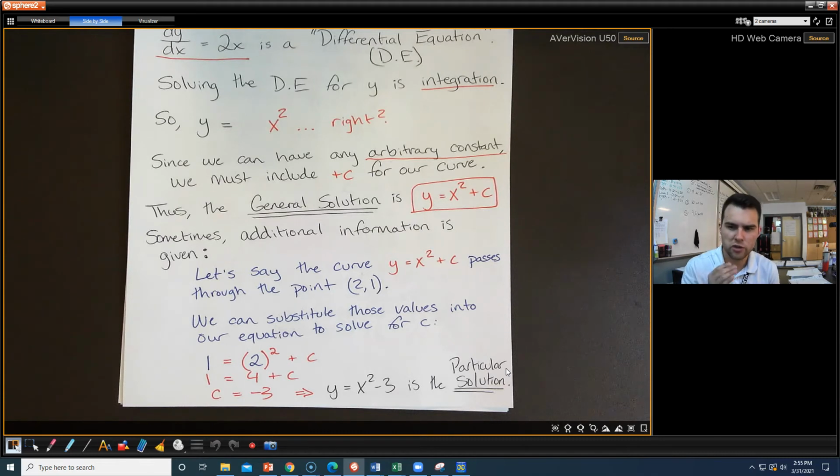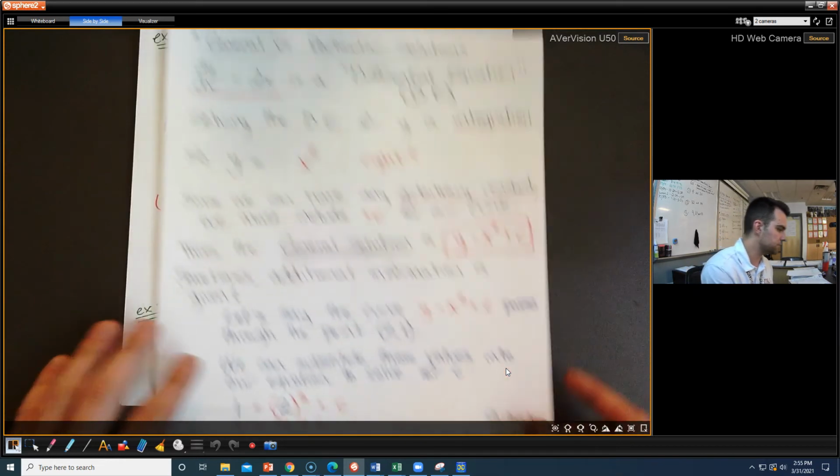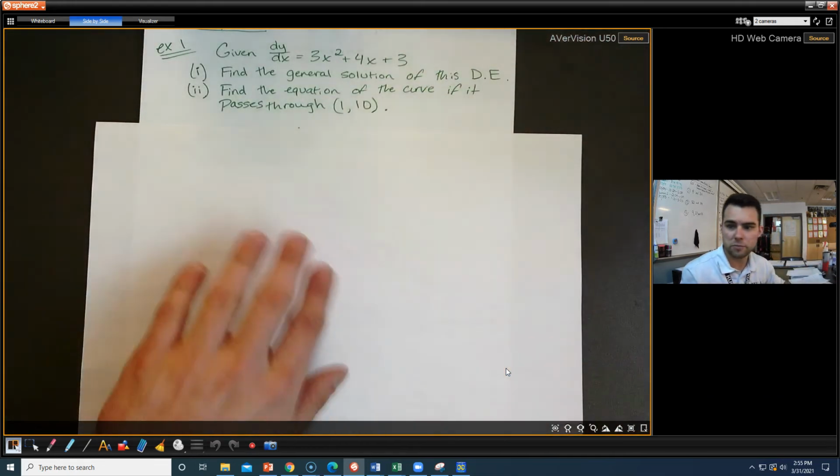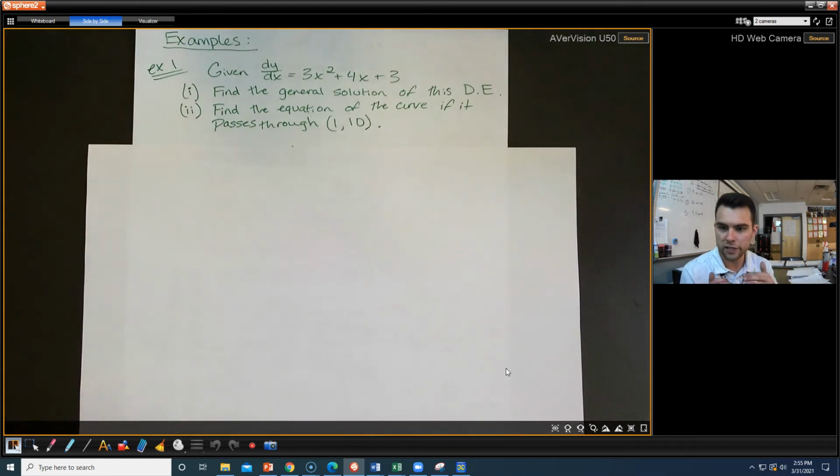Okay, so just so you're aware of the difference there, because you might be asked to find the general solution, and you might be asked to find the particular solution, and now you have a better idea of what the difference is between those two. So let's work on some examples. Okay, this is everything you're going to need so far. We have the reverse power rule, and we have general and particular solutions. Let's solve some differential equations.